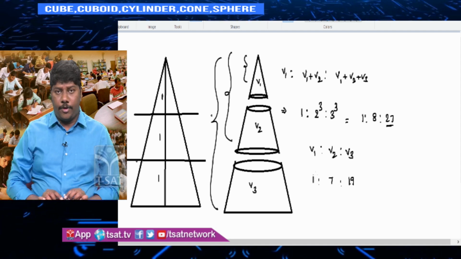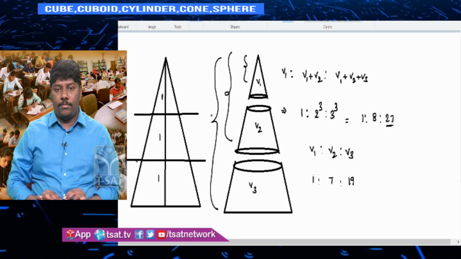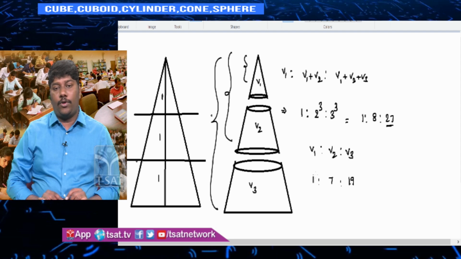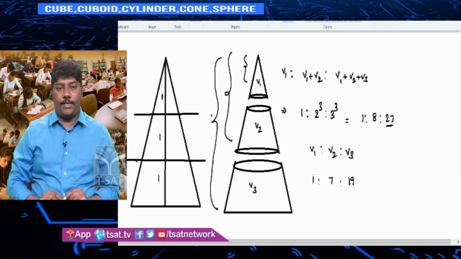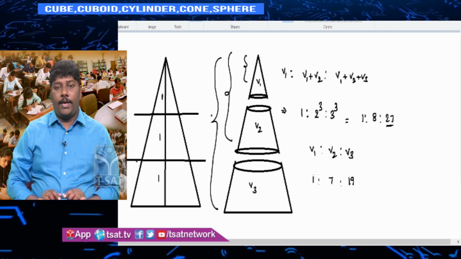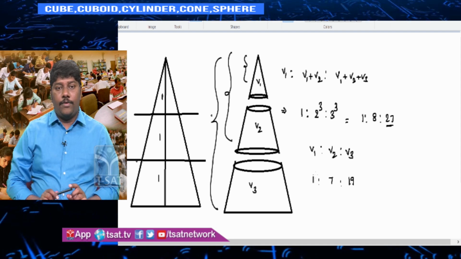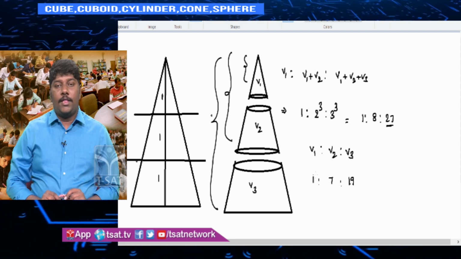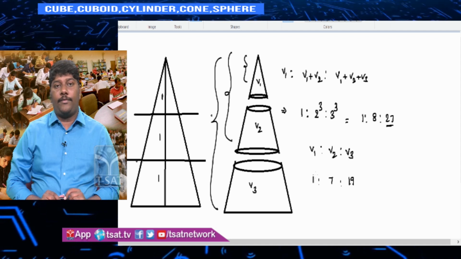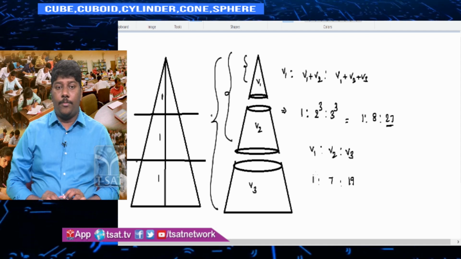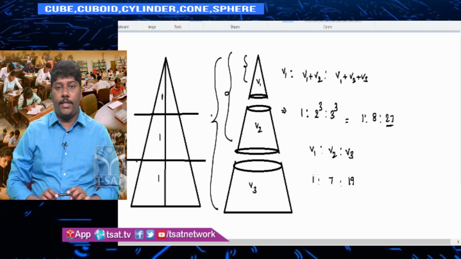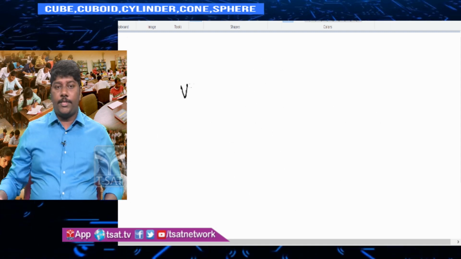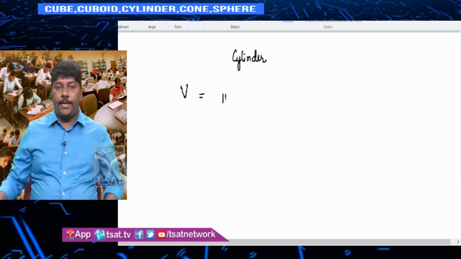V1 is a cone, so its volume is a perfect cube. V1 plus V2 is also a cone, so its volume is also a perfect cube. V1 plus V2 plus V3 is also a cone, it is 1 plus 7 plus 19, which is 27. So by looking at the values, you can get it from the options. Their volumes will be in the ratio 1:8:27 when you take the first cone, second cone and third cone. But V1, V2, V3 individually have volumes in the ratio 1:7:19.